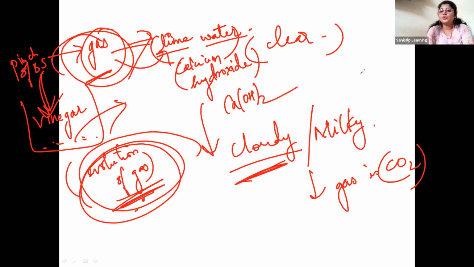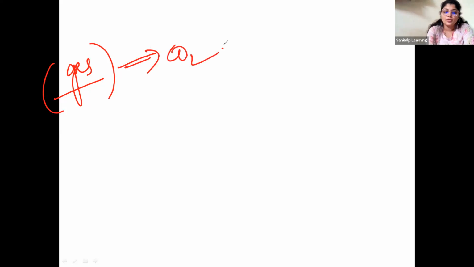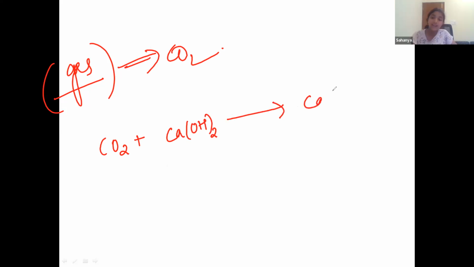So this is a test to indicate that the gas produced when vinegar and baking soda react is carbon dioxide gas. The cloudiness is due to the formation of calcium carbonate. What is the reaction? Carbon dioxide gas reacts with calcium hydroxide, giving you CaCO3 plus water, H2O.